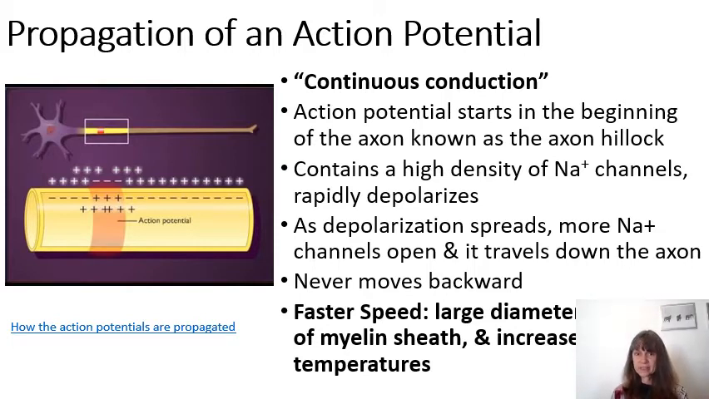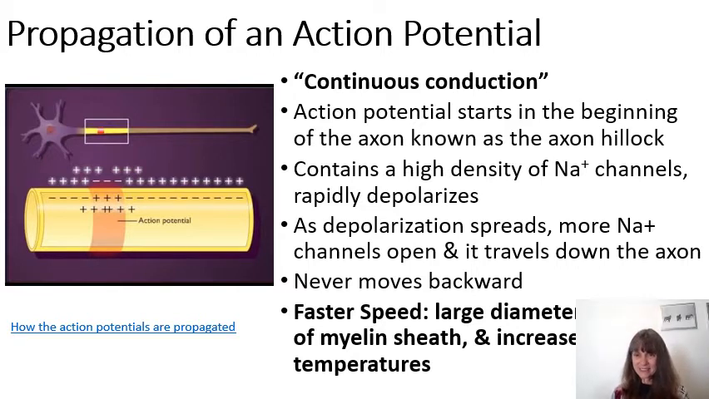Speed can increase in the spread of this impulse according to the diameter of the axon. The larger the diameter, the faster the speed. The smaller the diameter, the slower the speed. If temperature increases, that can increase the speed of the propagation or spread of this electrical impulse or nerve impulse or action potential down the length of the axon.